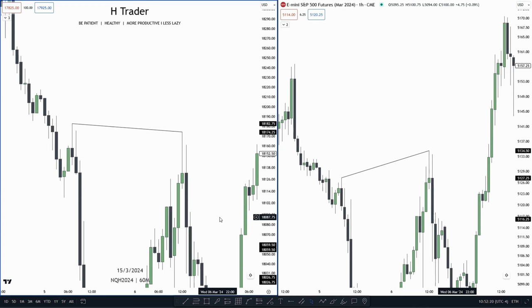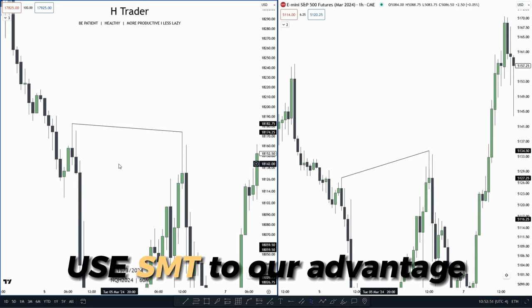For the first chart example, we can see we have on the left the NASDAQ and on the right the S&P 500. So we see price on NASDAQ fails to take out this swing high, but in the S&P 500, price took out that high. So what can we anticipate now? A reversal, as price created an SMT. But now let's go into a lower time frame and see how we can use this SMT to our advantage.